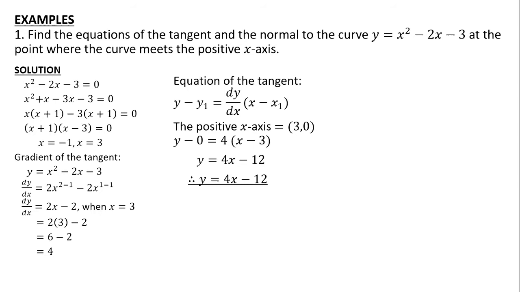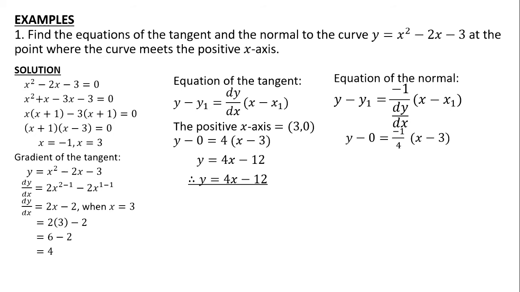Now, when you multiply the gradient of the tangent times the gradient of the normal, you are supposed to get a -1. So we are going to say the equation of the normal is given by y minus y1 equal to -1 over dy dx, open your bracket, x minus x1. So where there's that dy dx, we'll replace our 4. Where there's y1, we'll replace our 0. And where there's x1, we'll replace our 3. It will look like that.